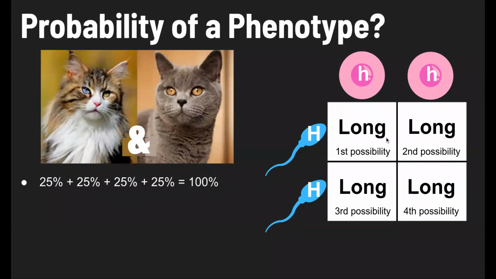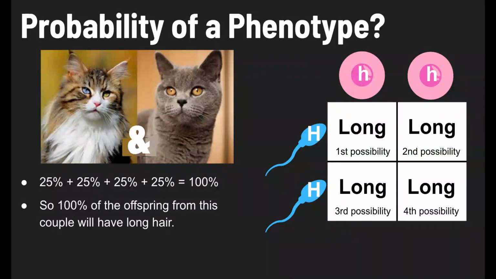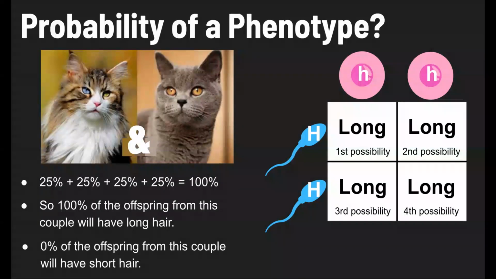If you remember, each box represents 25%. So 25% plus 25% plus 25% plus 25%. All four of them were long. So that means there's a 100% chance that this couple will have offspring with long hair.